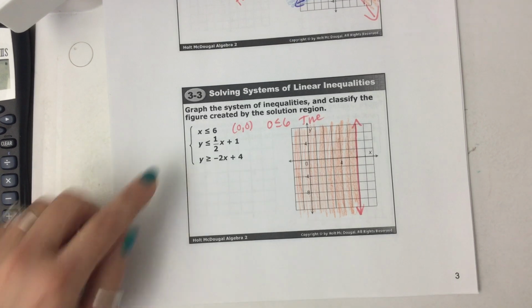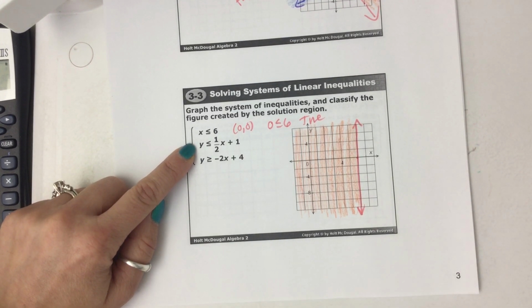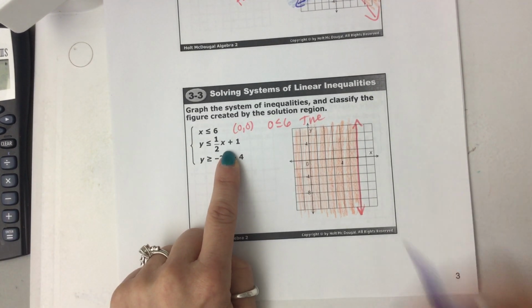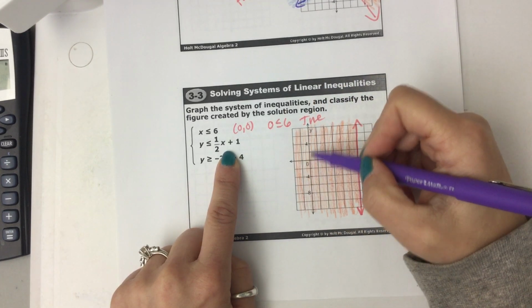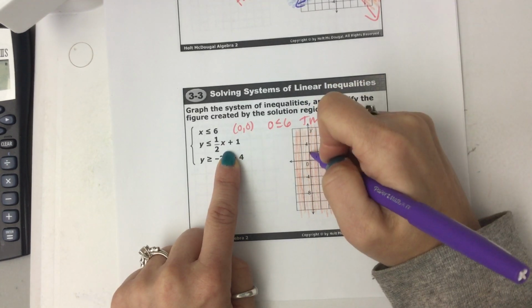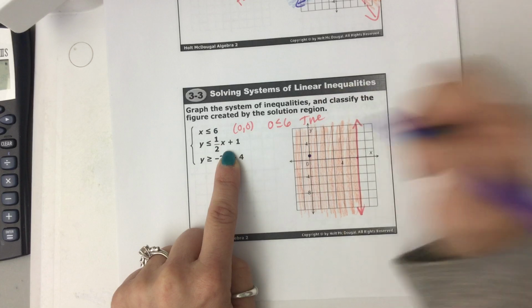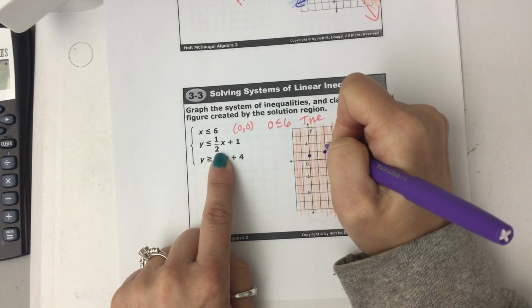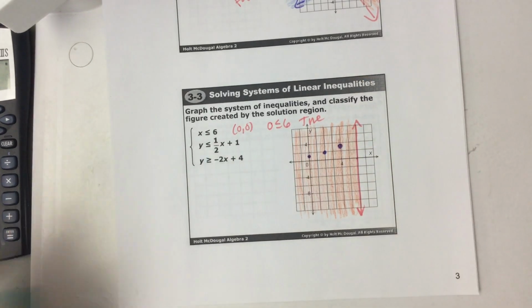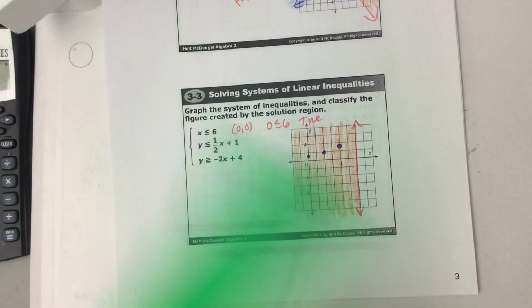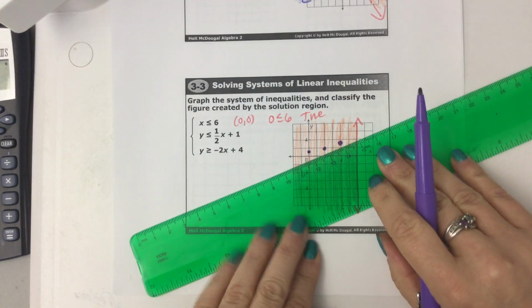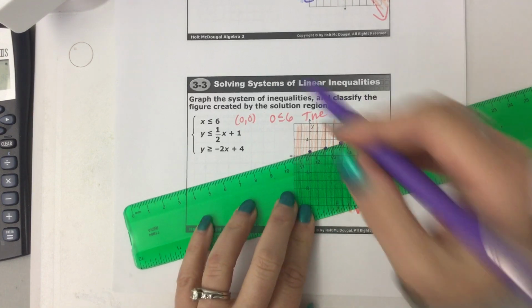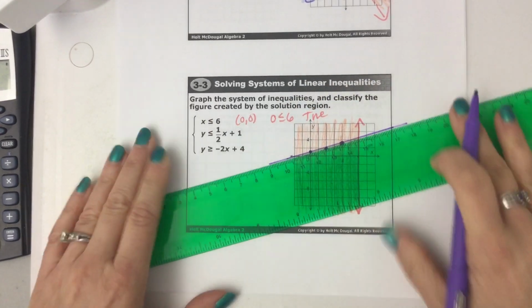Now I go to the next inequality. Y is by itself. The value after x is plus 1. Notice we're going by 2's here. So if this is 2, I have to go up 1, which is halfway there. Then I go up 1 over 2, up 1 over 2. This would be a solid line. My points didn't line up very good, but we got this. Go ahead, go all the way through.